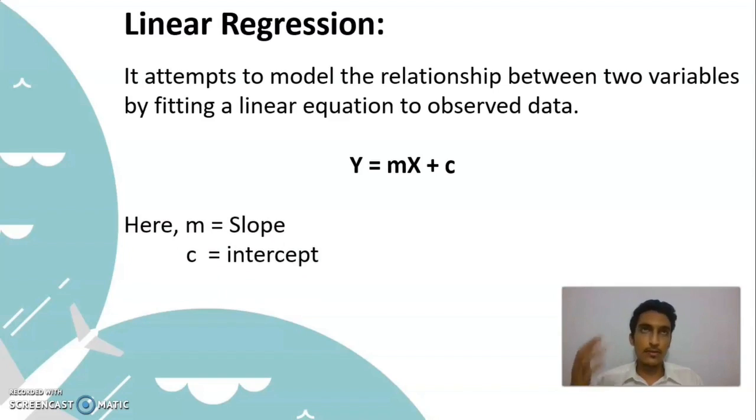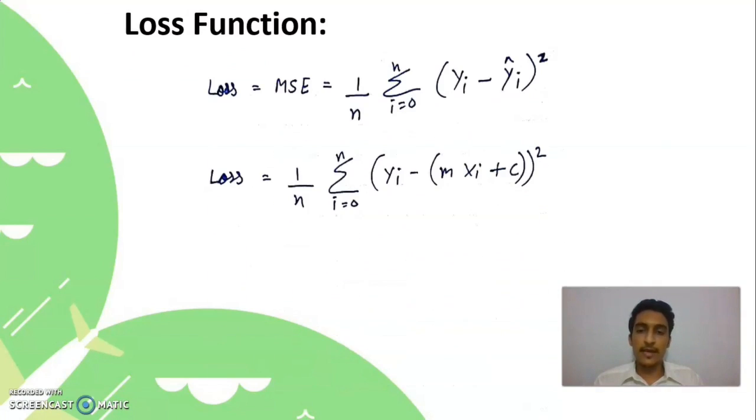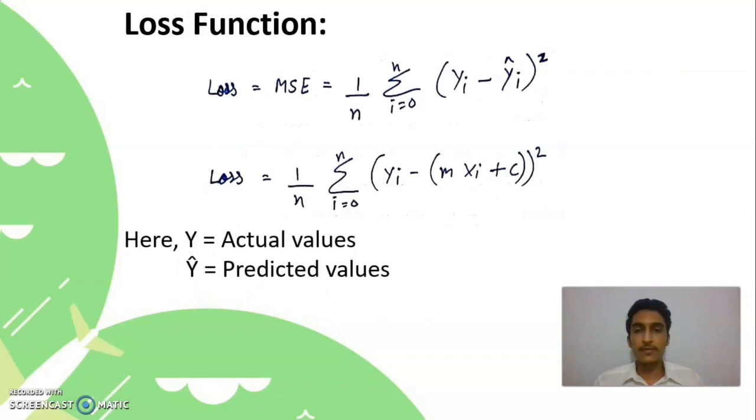So our goal is to determine the value of m and c such that we get the minimum error or the best fit line. And to calculate the error, we need to define one cost function. It is also known as a loss function. So we are going to use the mean square error function to calculate the loss. And here yi is the actual values and y hat are the predicted values.